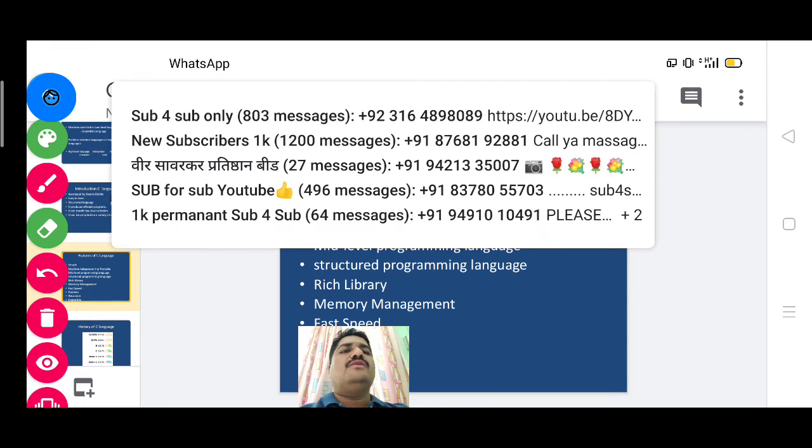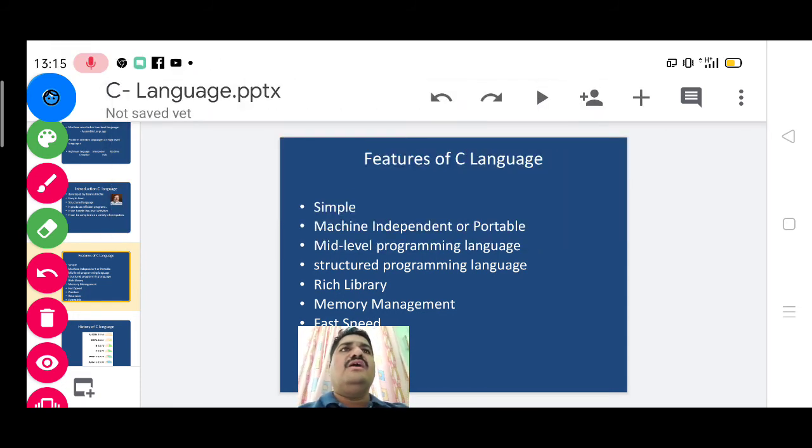And then the fourth feature is that it is a structured programming language. C is a structured programming language in the sense that we can break a program into parts using functions. So it is easy to understand and modify, and functions also provide code reusability.